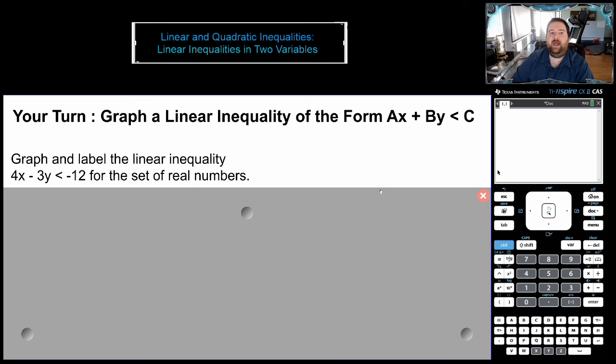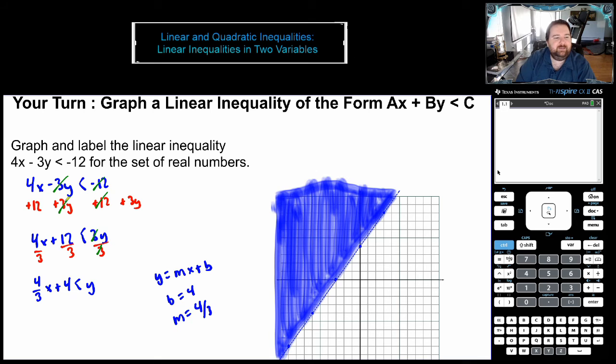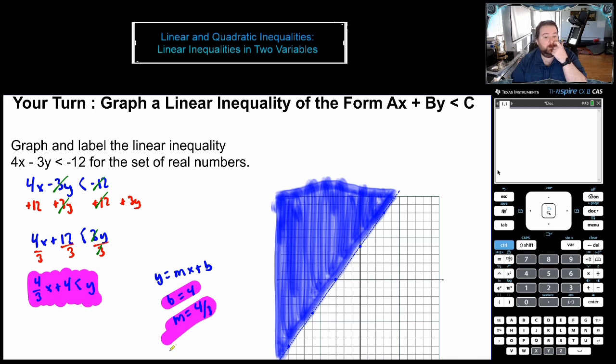Okay, welcome back. Let's take a look at the solution here. So the first thing that I did, you see, is I reorganized my equation to end up with this inequality: y is greater than 4/3 x plus 4. And I then used my y equals mx plus b format to find my b value was 4 and my m value was 4/3.